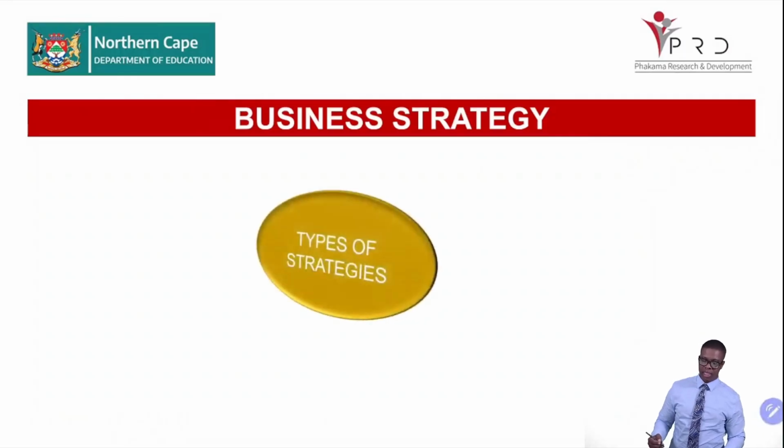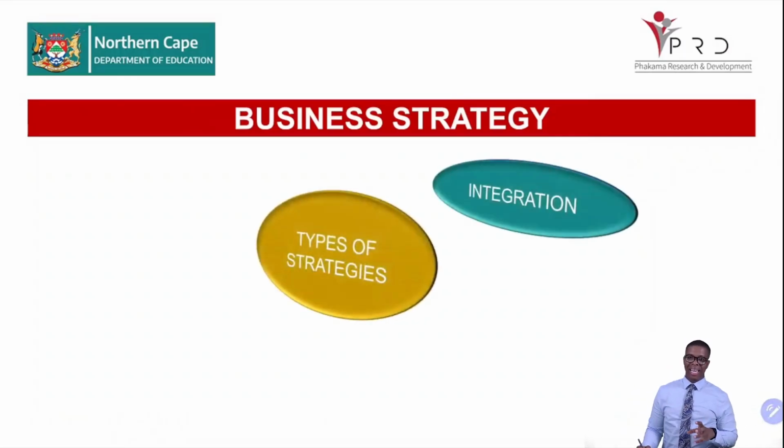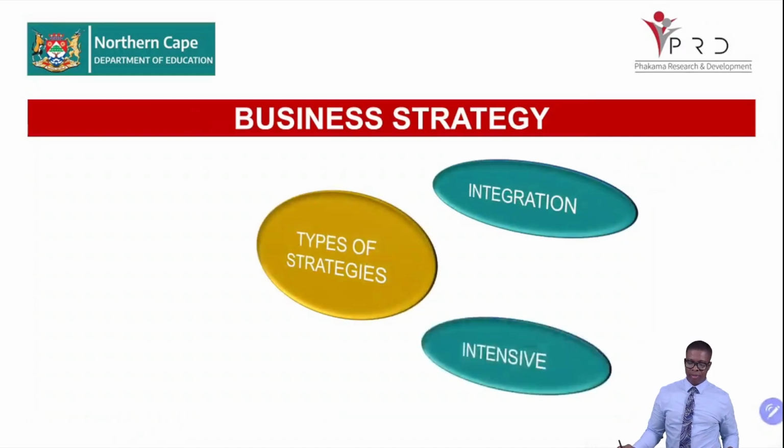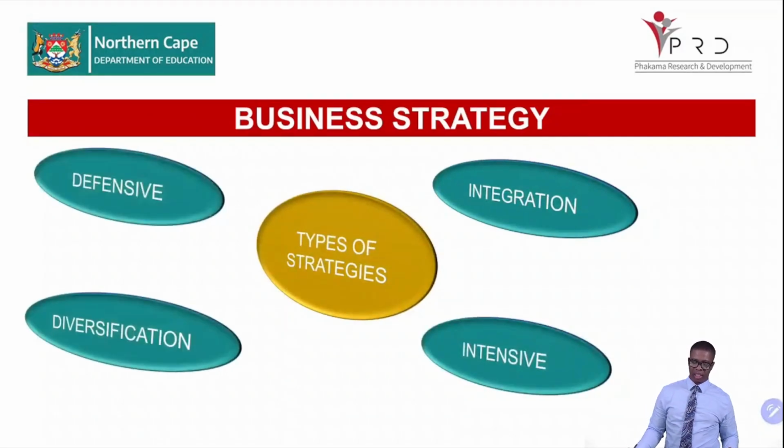Now we proceed and look into another aspect that may require you to identify from the scenario, which is what? The types of strategies. We have 4 types of strategies. How do we remember them? We call them D. Why am I saying D?